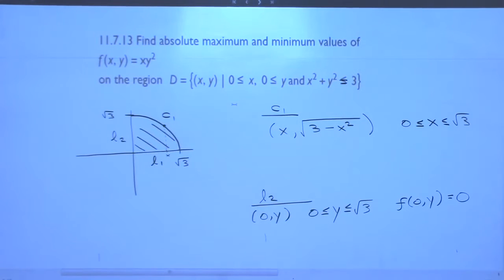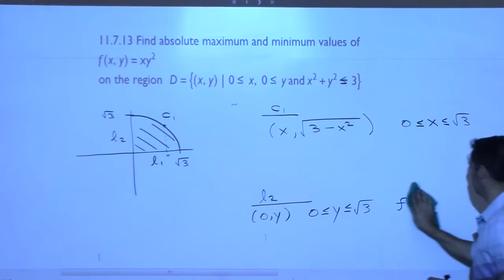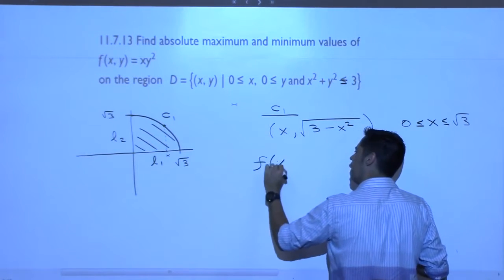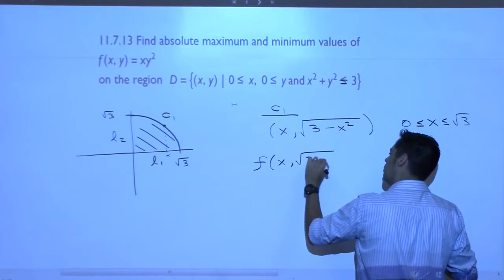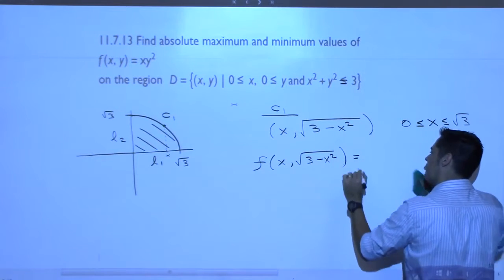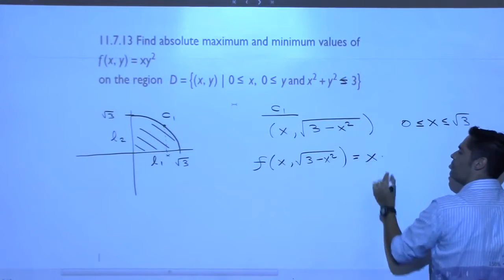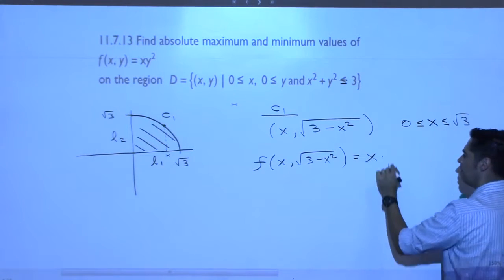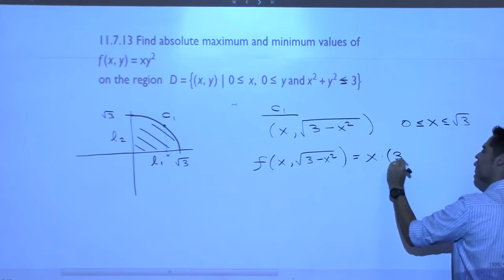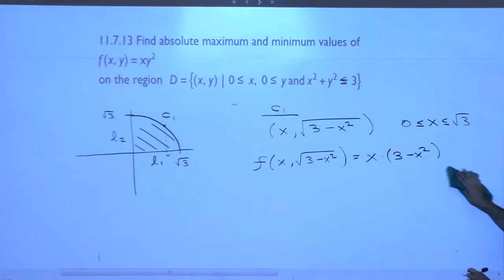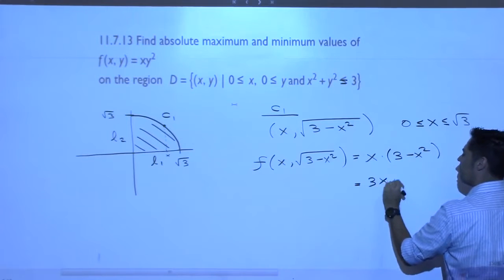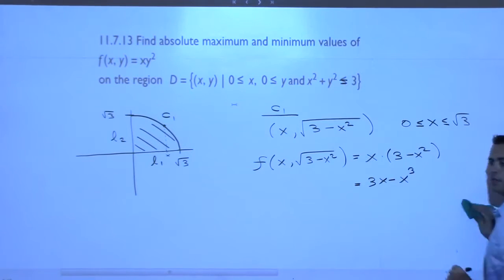All right, now I get the pleasure of plugging that in. So I'm going to plug that into the function. What's f of x? Ooh, I'm going to get lucky. That is x times y squared. Square that. Oh, nice. That got rid of the root for me, didn't it? Happy. I'm happy. And this is just 3x minus x cubed. Agreed?